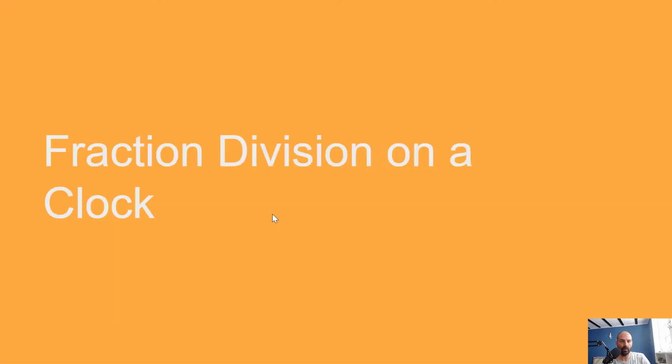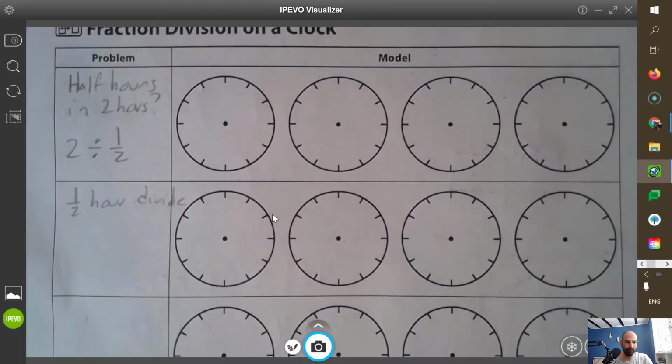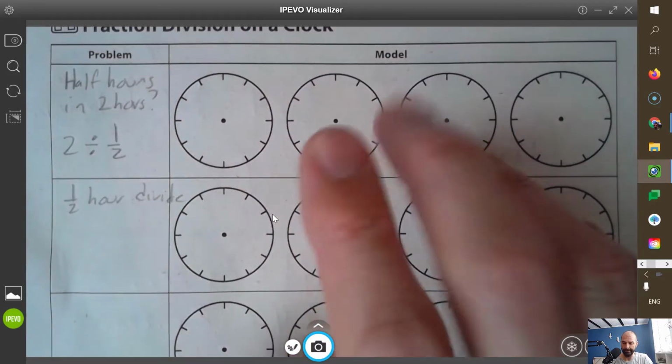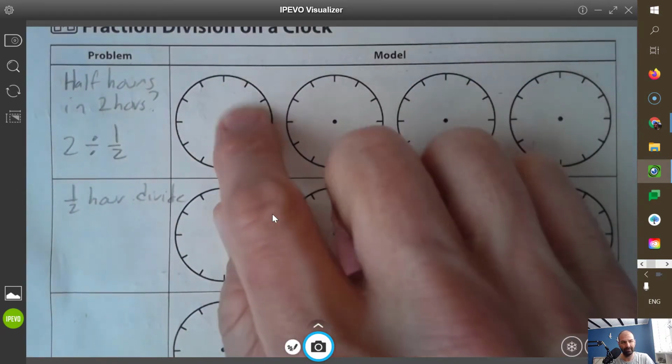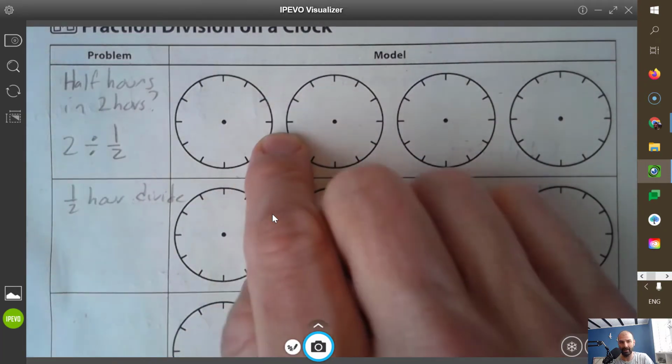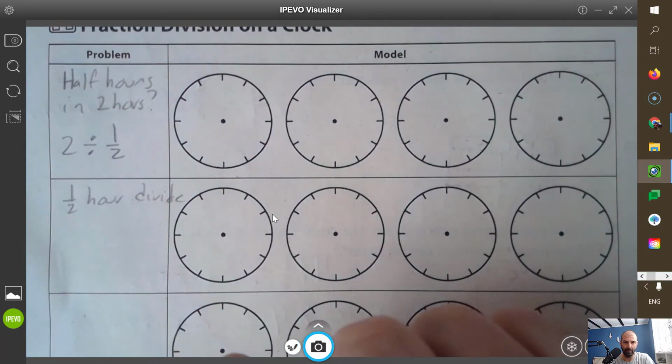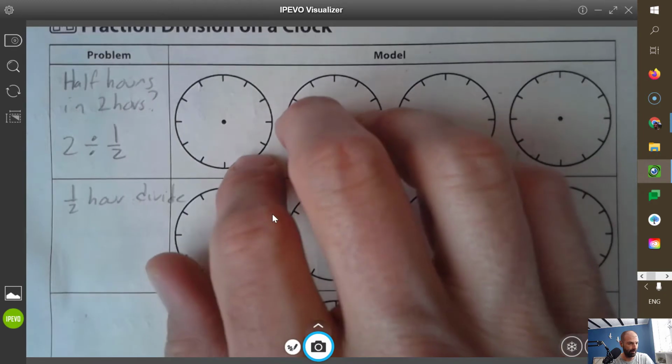All right, so we're going to do a problem string called fraction division on a clock. It probably would be helpful if you had this printed out. If you're just going to do circles and stuff, I think that's going to be fine. I mean, you're going to have to be kind of accurate. So the best thing to do is to print this paper out. I understand if you can't, but it will help out a lot.